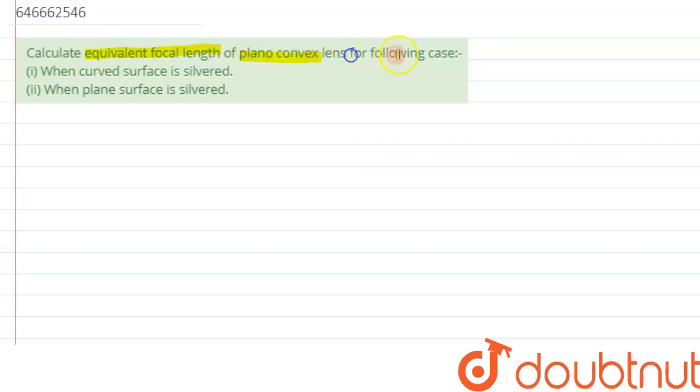Hi everyone, so we are given the question which says: calculate the equivalent focal length of a plano convex lens for the following cases. First, when the curved surface is silvered, and second, when the plane surface is silvered. So let's take each case one by one.